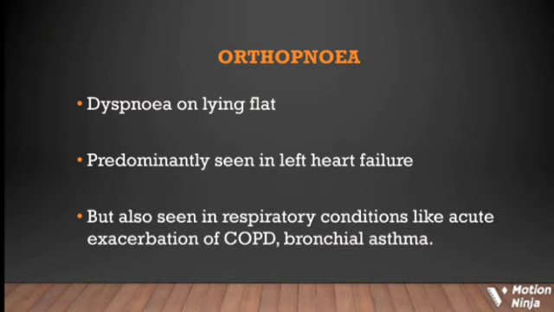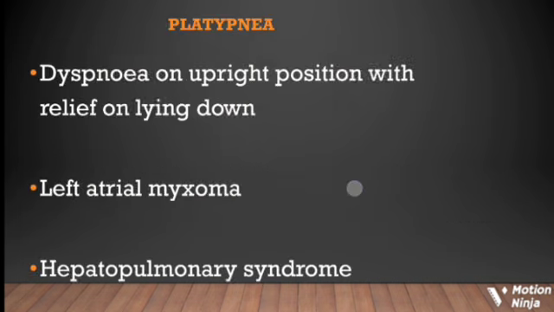So I will introduce you to certain terms like orthopnea, which is dyspnea on lying flat, which is very common in any acutely ill patient, predominantly seen in left heart failure, but could be a part of COPD, bronchial asthma, ILDs, etc. The opposite of orthopnea is platypnea, where the dyspnea is on upright position. Rarely seen this condition, even though theoretically we say about it. It can be seen in left atrial myxoma, where the position of the tumor changes according to whether the patient is lying down or sitting up.